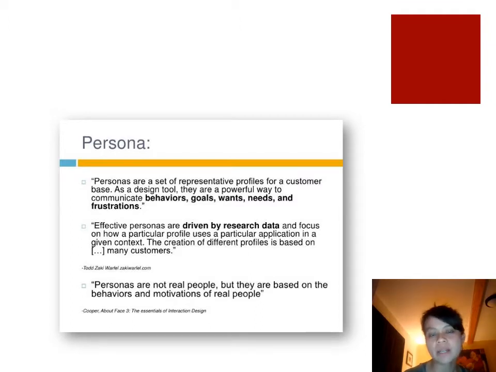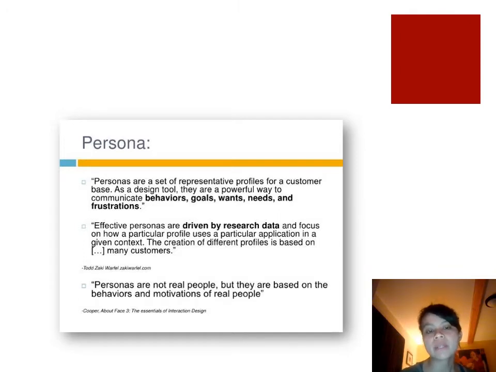Personas are basically a set of representative profiles for a customer base. They're used as a design tool and a powerful way to communicate behaviors, goals, wants, needs, and frustrations. In simpler terms, personas are basically used to empathize, and that's one of the things that we learned in our previous course material. We want to empathize with our users.